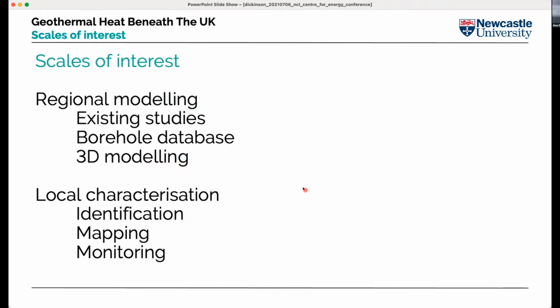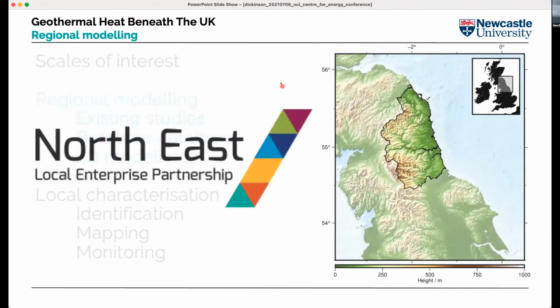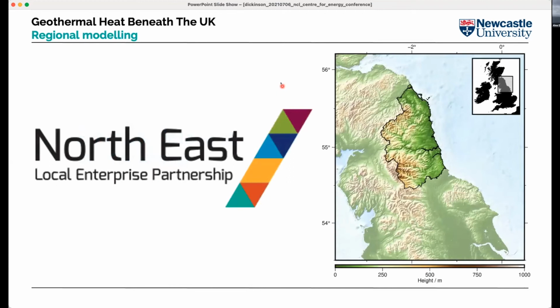So most of the work I've been doing in the past year has been focused on trying to create a regional map of the heat beneath Northern England. This has been a project that has been funded by the North East Local Enterprise Partnership, and you can see the outline of their area of interest over there. So it's not a massive area, as you can see.